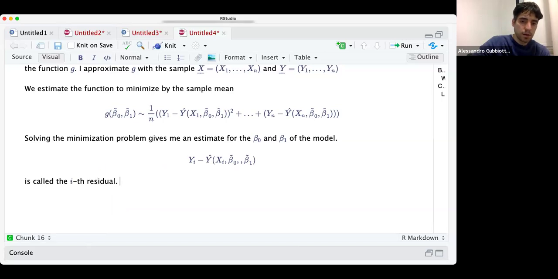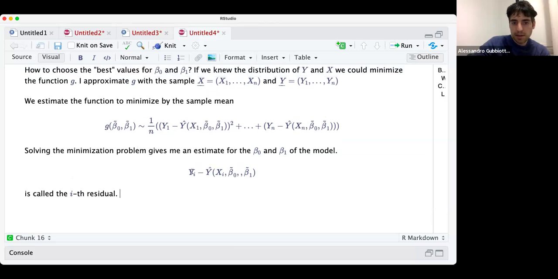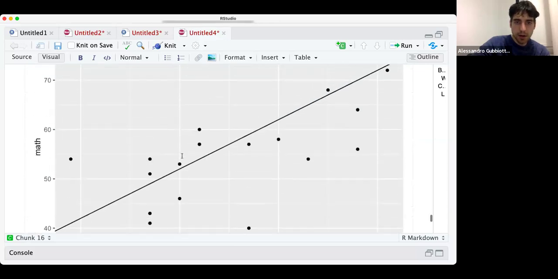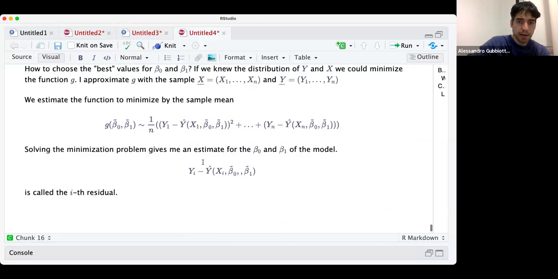And so we can restate, usually it is said that we are minimizing the squared sum of the residuals. So let me plot the residuals. These are simply the signed difference between the real value and the predicted value. So let me simply place them here.